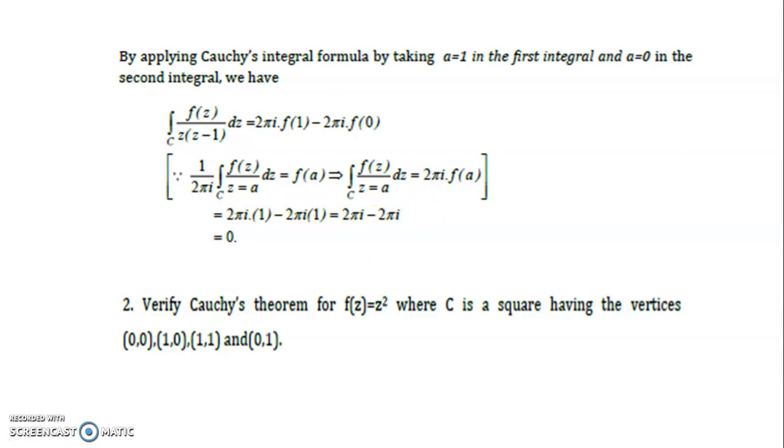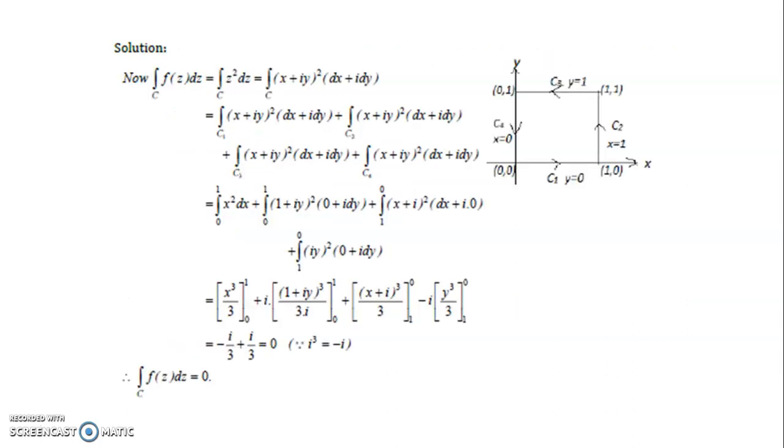Now we shall move to the next problem. Verify the Cauchy integral theorem for the given function z square, where C is a square having vertices 0, 0, 1, 0, 1, 1 and 0, 1. So see that these are the vertices. Anyway, it is a closed domain because it starts with the origin and moves to the vertex 1, 0, and again goes upward and reaches the vertex 1, 1, and again back to 0, 1 and again back to the origin. Definitely this domain is a closed domain.